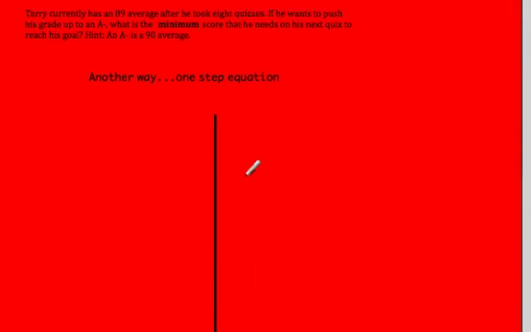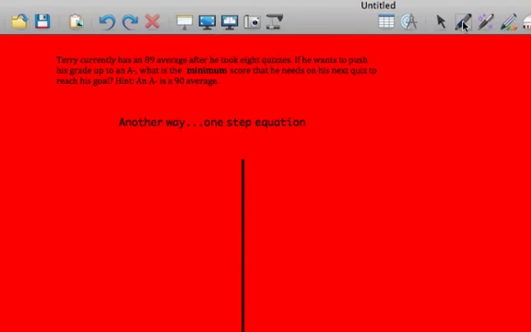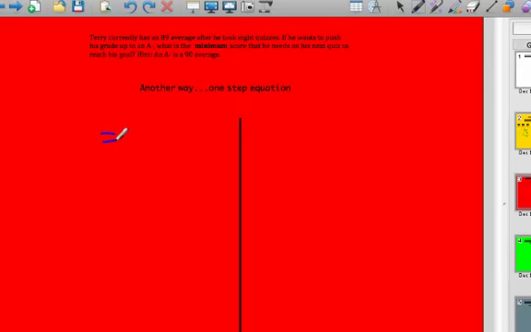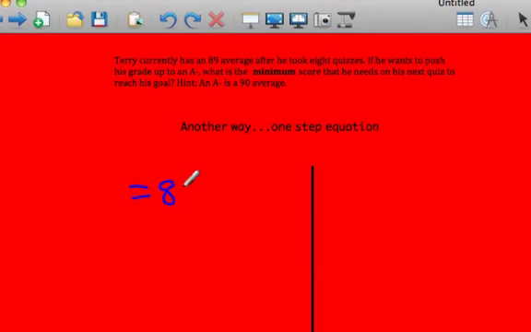Here's another way. You could use a one-step equation. What I mean by one step is that there's one operation. So we know his average was an 89. So we could say it equals 89. And we know to find an average, you add numbers and then divide by how many numbers there are. So we're going to divide. We don't know what those numbers added up are, but we know we're going to divide by 8 since he took 8 quizzes to get an 89.